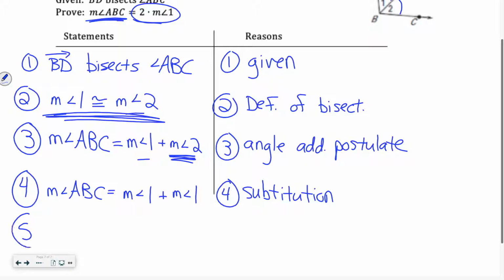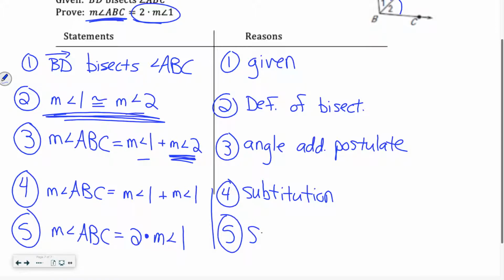Now our last step, instead of saying angle 1 plus angle 1, we write down angle 1 twice. So we can really say measure of angle ABC is equal to 2 times the measure of angle 1 because there are two angle 1s over there. And all we have to say for this part is simplify. Okay, all that is simplifying or replacing. So this is about the longest proof we're going to do together. You'll never be asked to do something longer than like 5 steps.